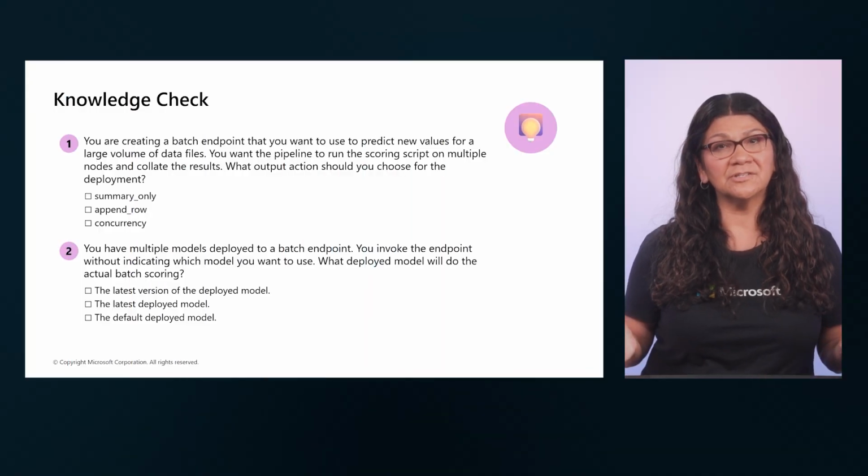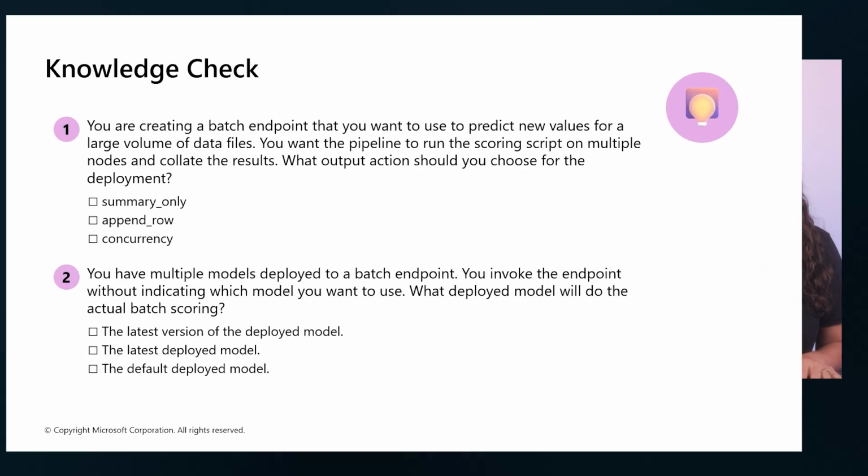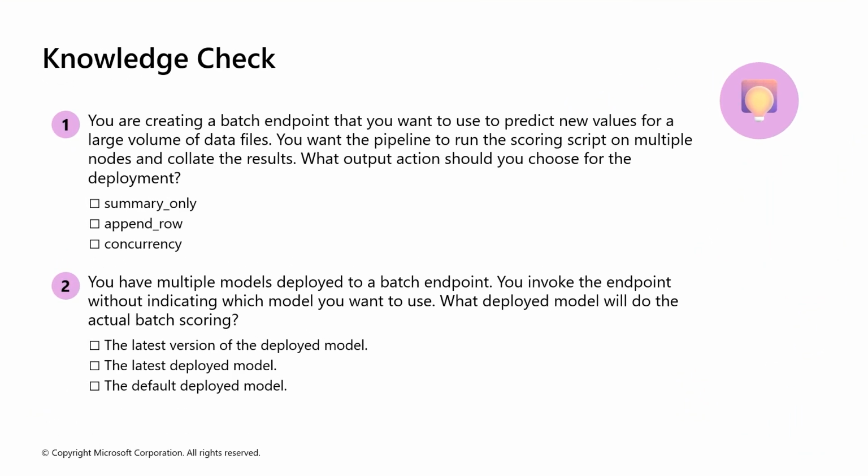Now it's time for our knowledge check. Question 1. You are creating a batch endpoint that you want to use to predict new values for a large volume of data files. You want the pipeline to run the scoring script on multiple nodes and collate the results. What output action should you choose for the deployment? Answer: append row.